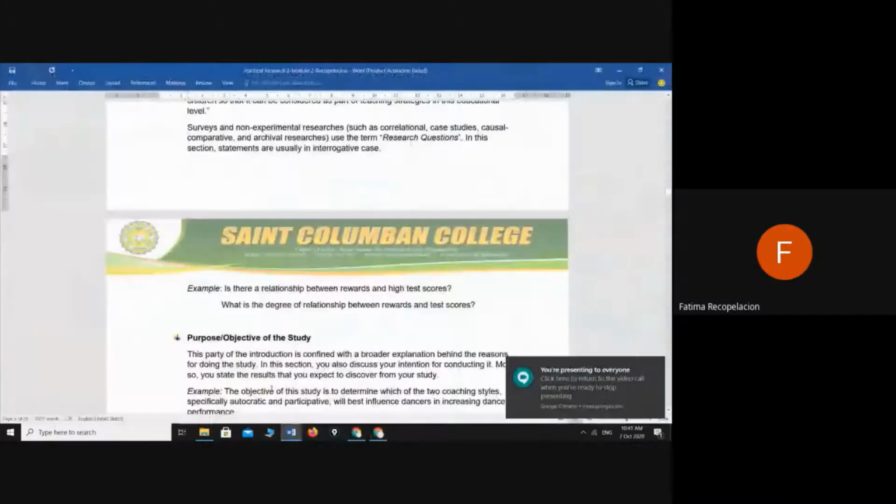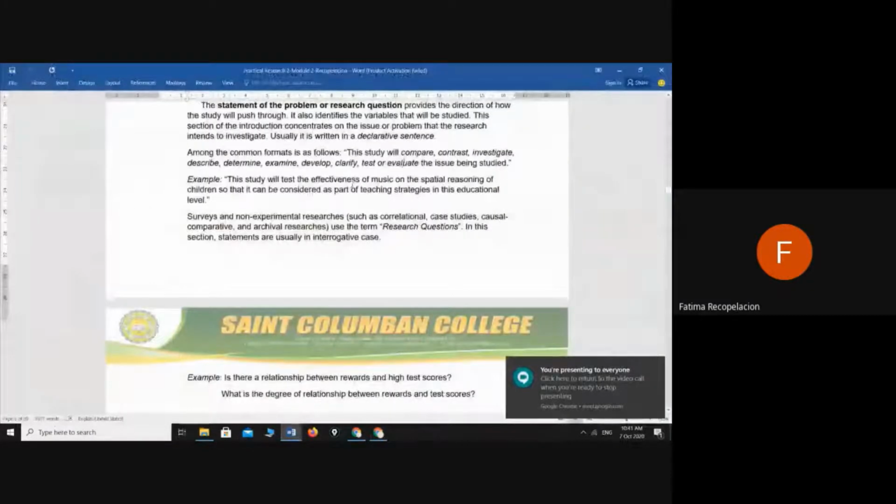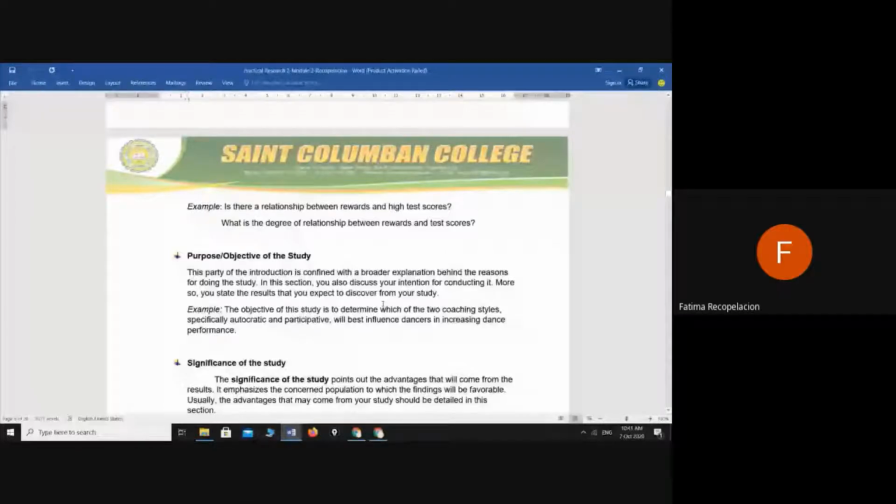The next component, so we are done with the two, nature and background of the study. Statement of the problem. The third one is the purpose or objective of the study. So pwede ra ninyo ni short passage ra, one paragraph will do. Again, what is really the objective of your study?